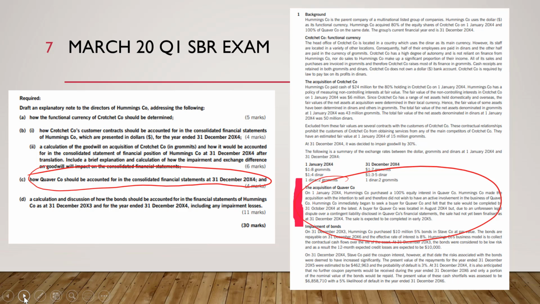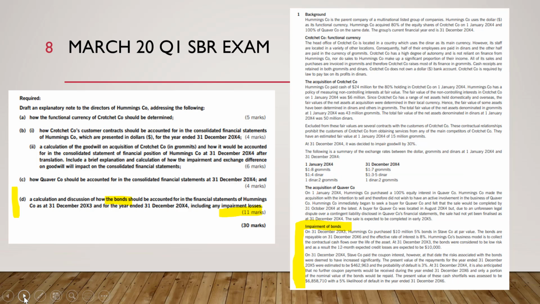So it's about quickly reading the whole question, but then when it comes to identifying how you go about answering the question, don't spend too long reading the whole question. If you're doing part A, read about the functional currency. If you're doing part C and Quaver, concentrate on the acquisition of Quaver. If you read all of the exhibits, if you read all of the information before you start, you'll get a headache.